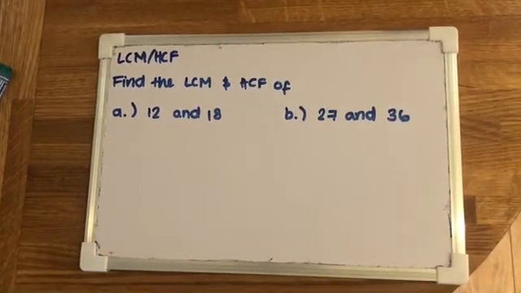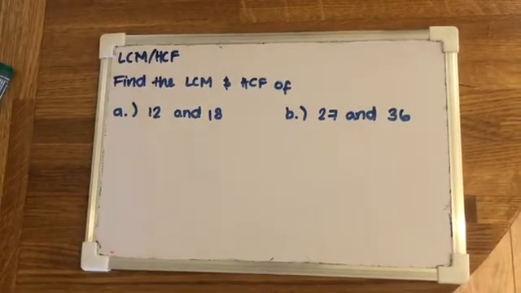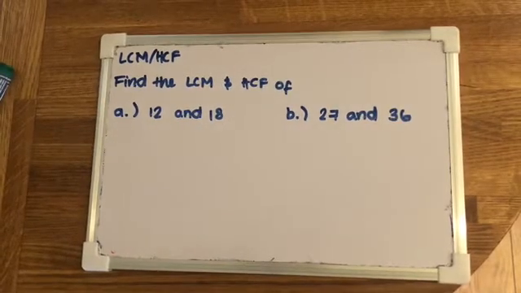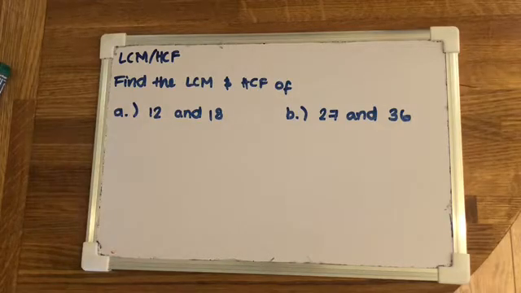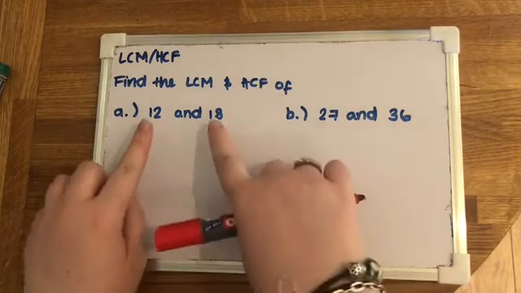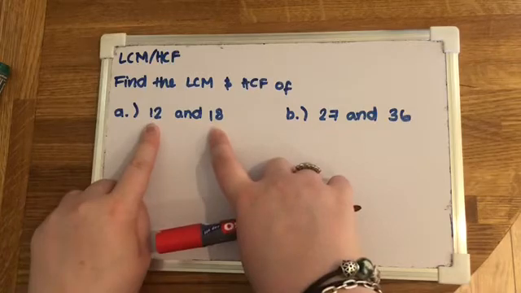Okay, so in this video we're going to be going through how to find the lowest common multiple and highest common factor. So if you've never done this before, make sure that you've watched the other video on how to do factor trees and how to find the product of primes, okay, because that's going to help you with what we're doing today. So lowest common multiple is the lowest number that these two will go into, okay?